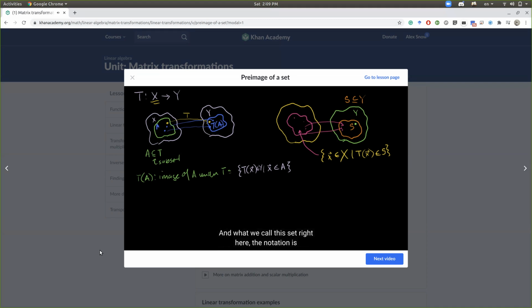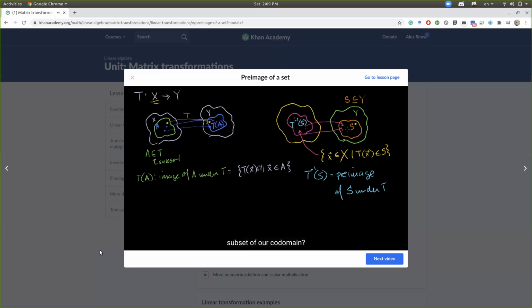And what we call this set right here, the notation is the inverse T of S, but this is equal to the pre-image of S under T. So this is S, this is the pre-image of S under T, and that makes sense. The image, we go from a subset of our domain to a subset of our codomain. Pre-image, we go from a subset of our codomain, and we say what subset of our domain maps into that subset of our codomain.